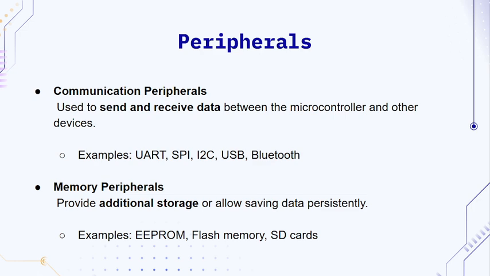Communication peripherals are used to send data between the microcontroller and other devices. The protocols which are used are UART, SPI, I2C, USB, or Bluetooth. You are familiar with these protocols and communication peripherals. Memory peripherals provide additional storage, if you want your microcontroller to store something extra or to store previous data which will be of use for any purpose. So we have memory peripherals, for example flash card, SD card. As in earlier mobiles, we used to use SD cards for extra storage.